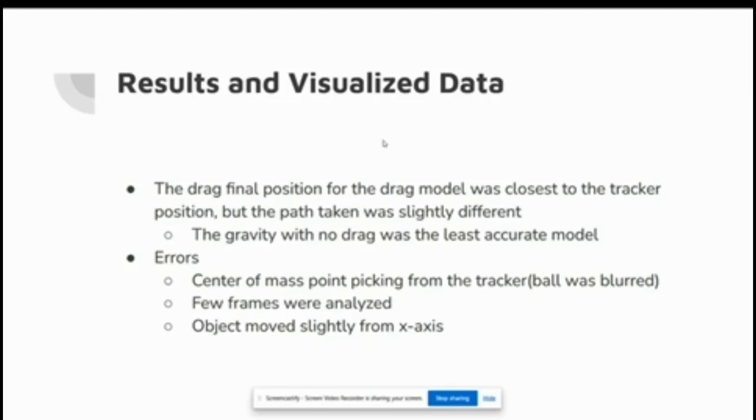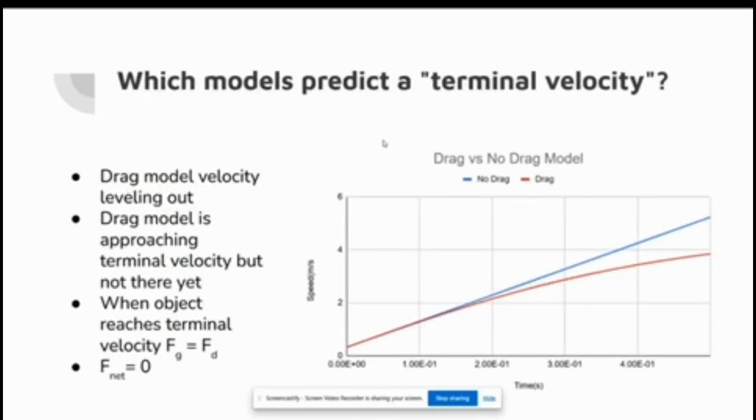For our results and visualized data, the final position for the drag model was closer to the tracker position, but the path taken was slightly different. The gravity with no drag was by far the least accurate model. Some errors that could have been made: the center of mass point picking from Tracker, because the ball was blurred in the video; only a few frames were analyzed because it was dropped from a short distance; and the object moved slightly in the x direction.